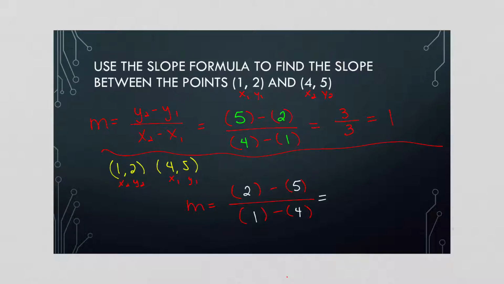Now just do the math. 2 minus 5 is negative 3. 1 minus 4 is negative 3. And that is also 1.